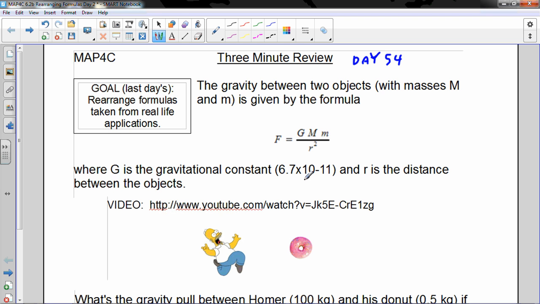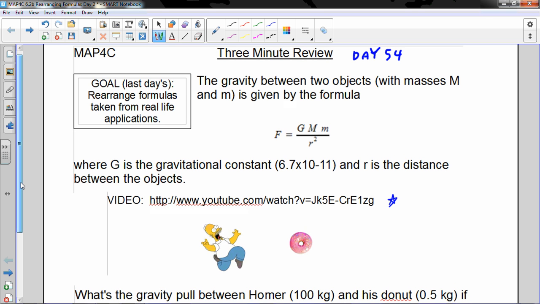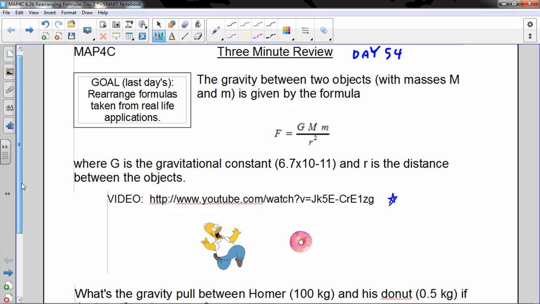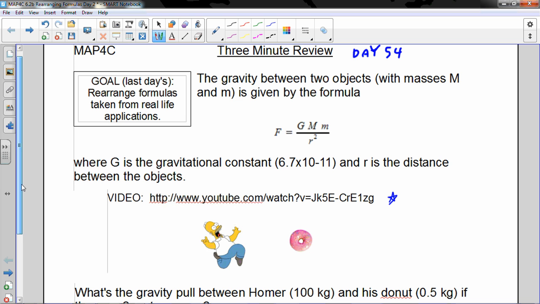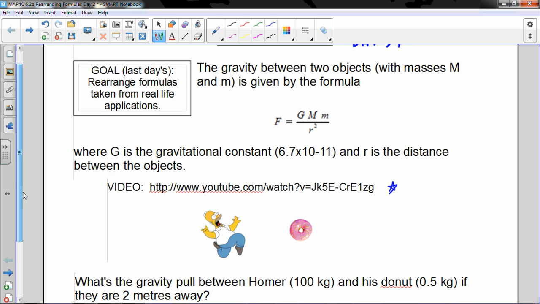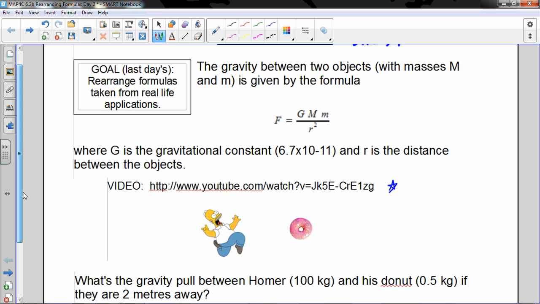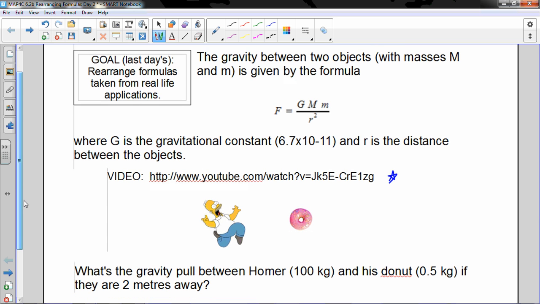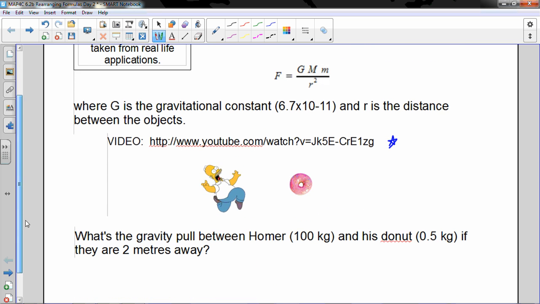There's a little video there that, if you like, would make sense to watch, giving you some background on this formula and what it means. Usually it's used to find out the gravity between two planets or between a sun and a planet, that sort of thing, how much pull they have, but we're going to use it to talk about Homer and donuts, which is awesome.